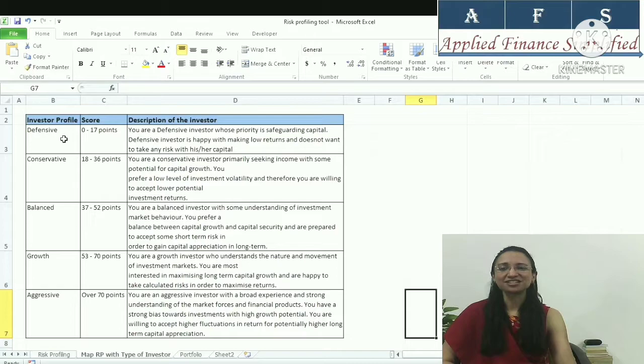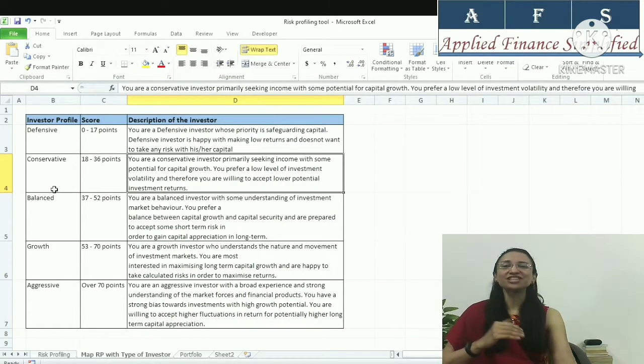The types of investors are defensive, conservative, balanced, growth, and aggressive. A defensive investor is described as a person who has a high priority for safeguarding his capital and has a very low risk appetite. He's happy making a very low return on investment. The next is the conservative investor. A conservative investor primarily seeks income with some potential for capital growth. He prefers low volatility on his investment and therefore is willing to accept lower returns.